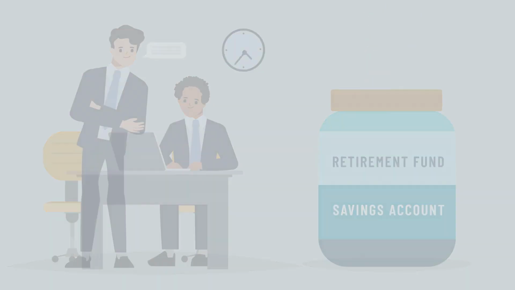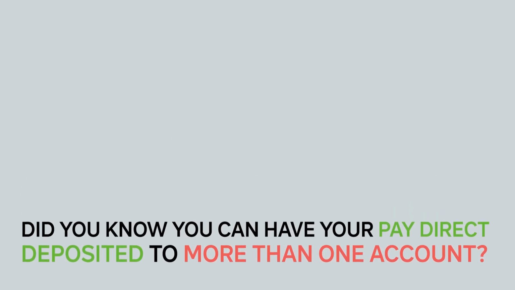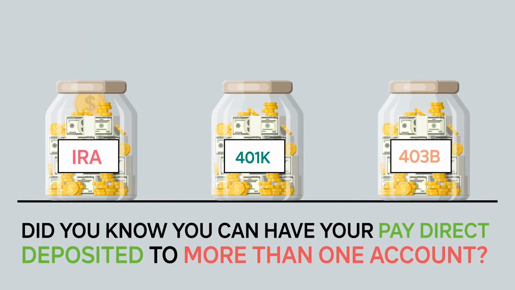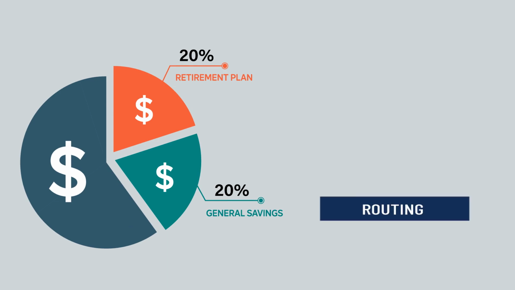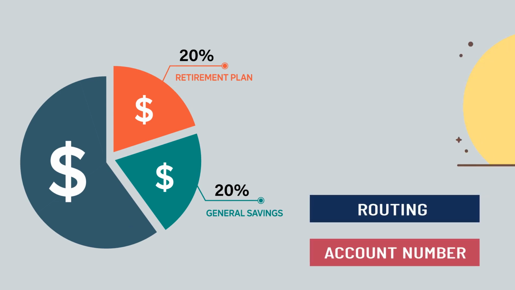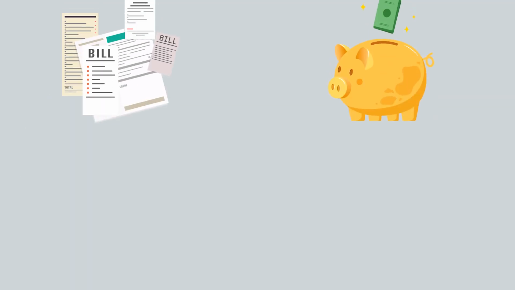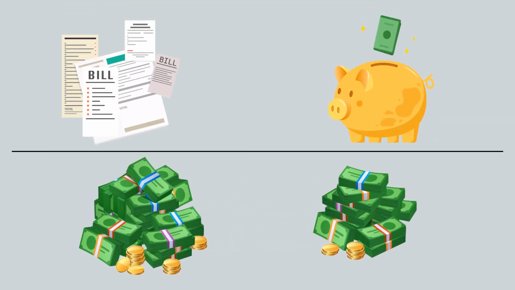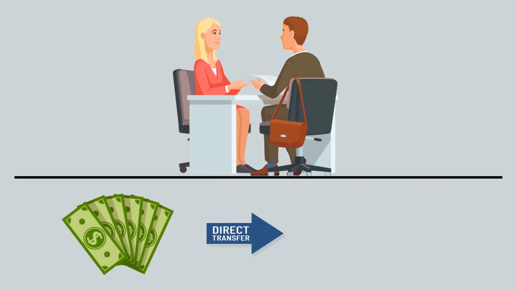Did you know you can have your pay direct deposited to more than one account? Although this may not be an option for everyone, it might be an option available to you. Just as you can have a fixed amount or a percentage contributed to a retirement plan, you can do the same for general savings. All you need is the routing and account number to your savings account, and voila! Just like that, you can save money. This is also a great way to keep your bill money separate from money for your goals. Again, you can talk to your payroll or human resources department about setting up direct deposit.